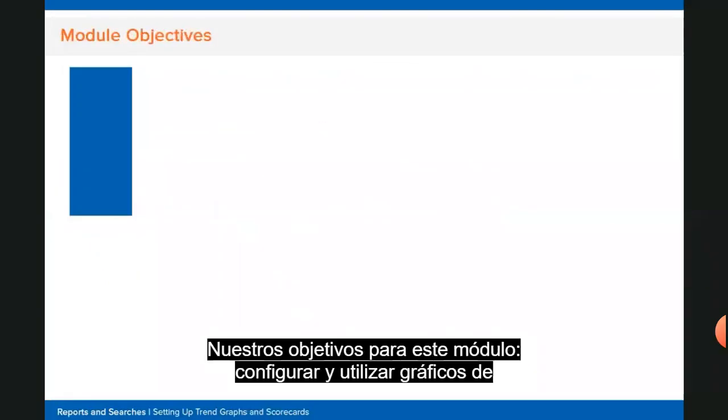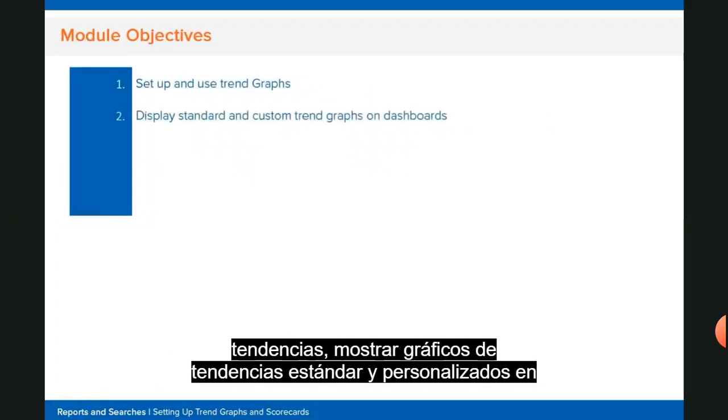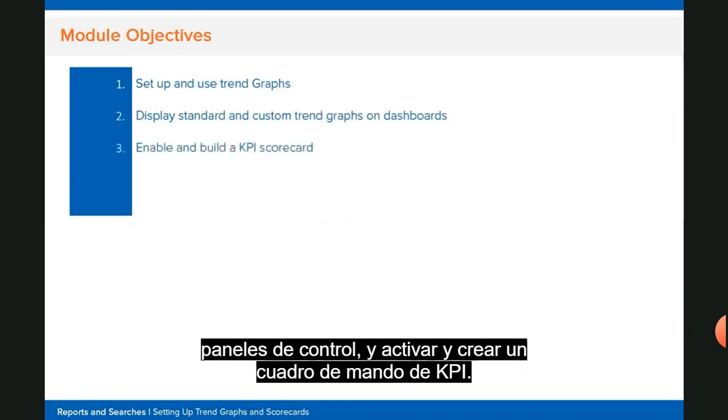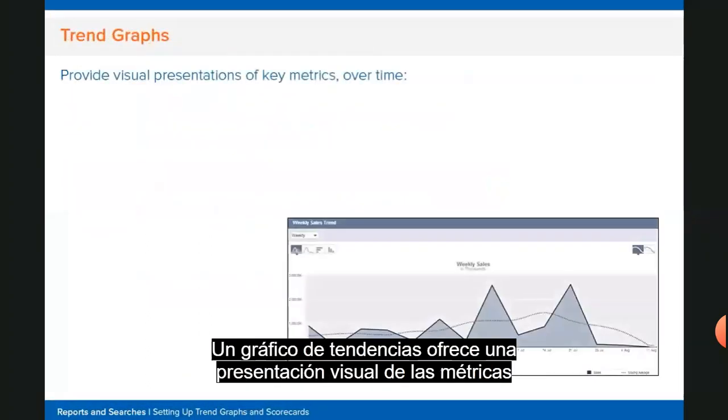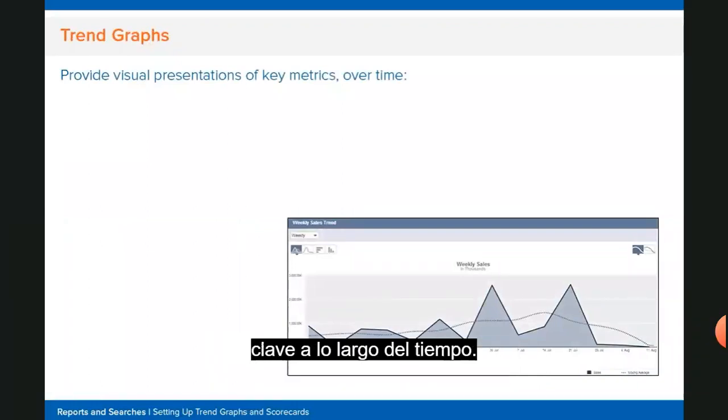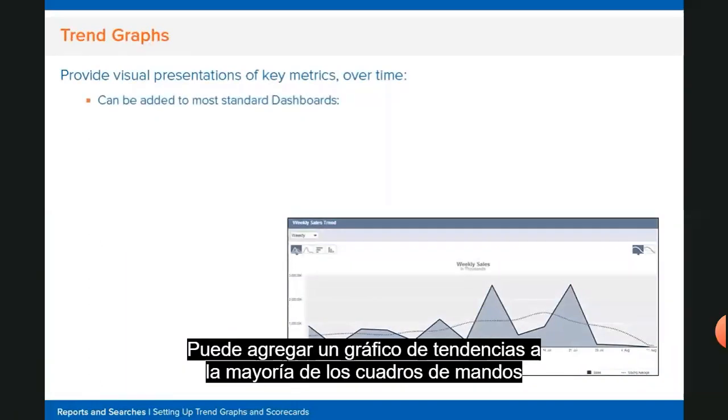Our objectives for this module: set up and use trend graphs, display standard and custom trend graphs on dashboards, and enable and build a KPI scorecard. Well, what is a trend graph? A trend graph provides visual presentation of key metrics over time. You can add a trend graph to most standard dashboards.